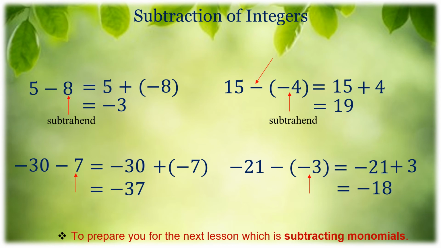Then another technique to do this one, if we have minus and negative, we are going to add. So 15 plus 4 is equal to 19. And in this arrangement that we have negative, then minus, it means that the answer is negative. So we have negative 37.